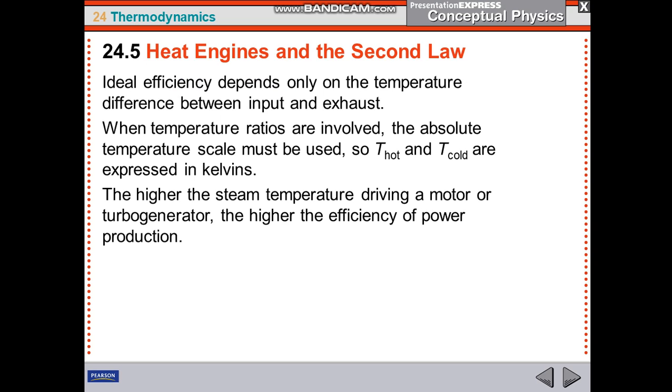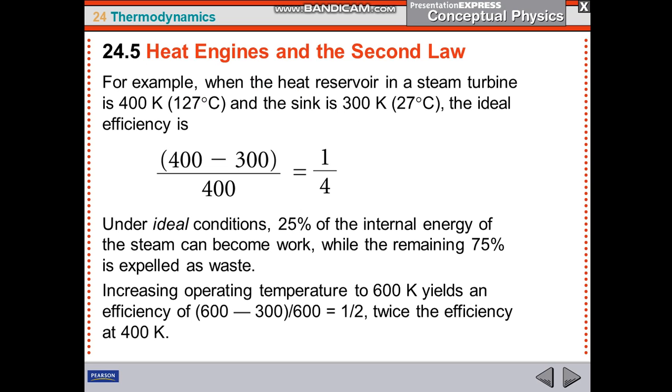When temperature ratios are involved, the absolute temperature scale must be used, so T hot and T cold are expressed in kelvins. It's very important to notice that the temperatures for the hot reservoir and cold reservoir are mentioned in kelvins to avoid negative temperatures, so there should always be an absolute scale. The higher the steam temperature driving a motor or a turbo generator, the higher the efficiency of power production.